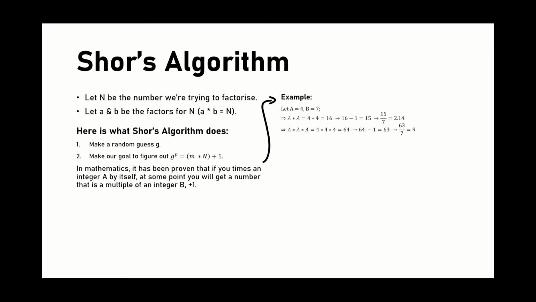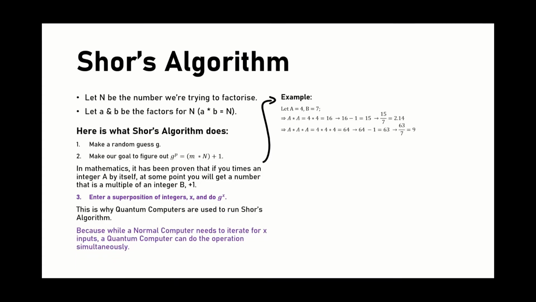Now, with this goal, we do this. We must enter a superposition of integers, let's say of x, and do g to the power of x. Now, this is why quantum computers are used to run Shor's algorithm. Because while a normal computer needs to iterate for x inputs, so you do g to the power of 1, g to the power of 2, g to the power of 3, and so on, a quantum computer can do this operation simultaneously.